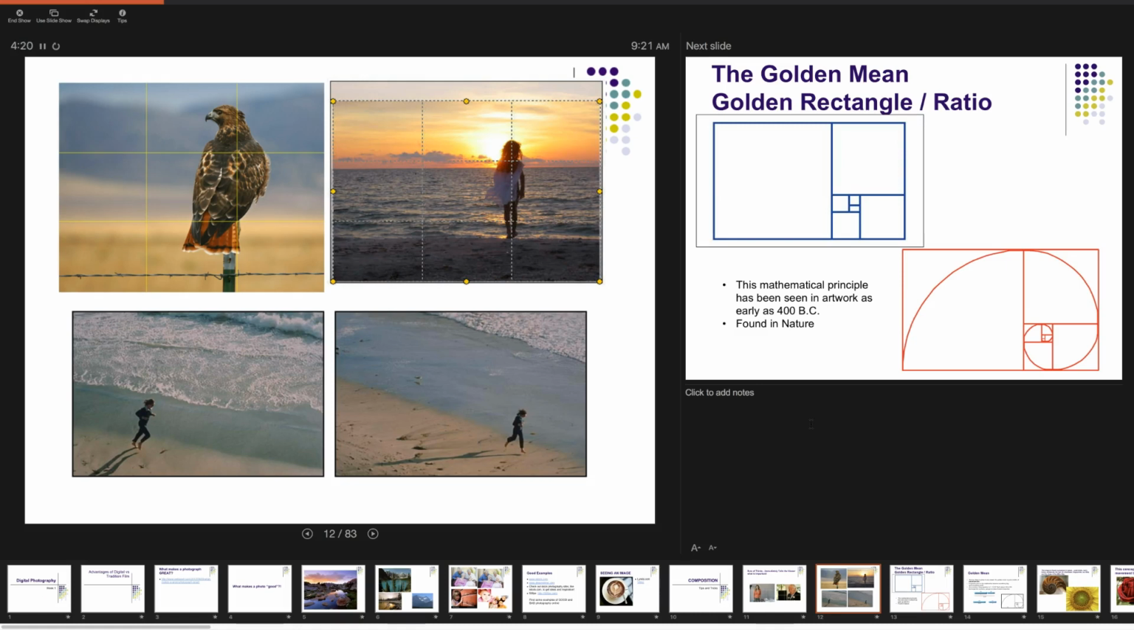This one has the waves coming in. Okay. Anything else? You can see where she's going to be going. Okay, so you can kind of see where her movement is going. Okay. Those of you that like the one on the right, why did you like that?